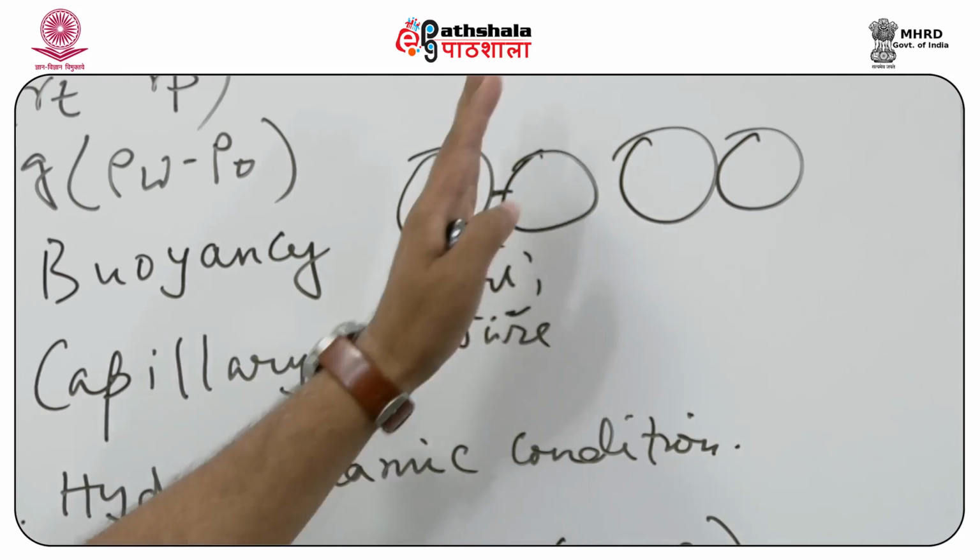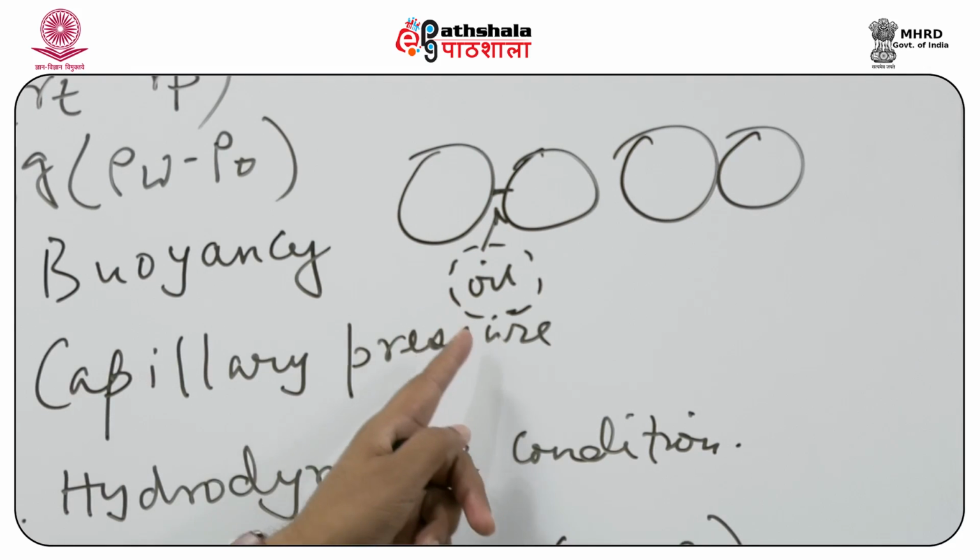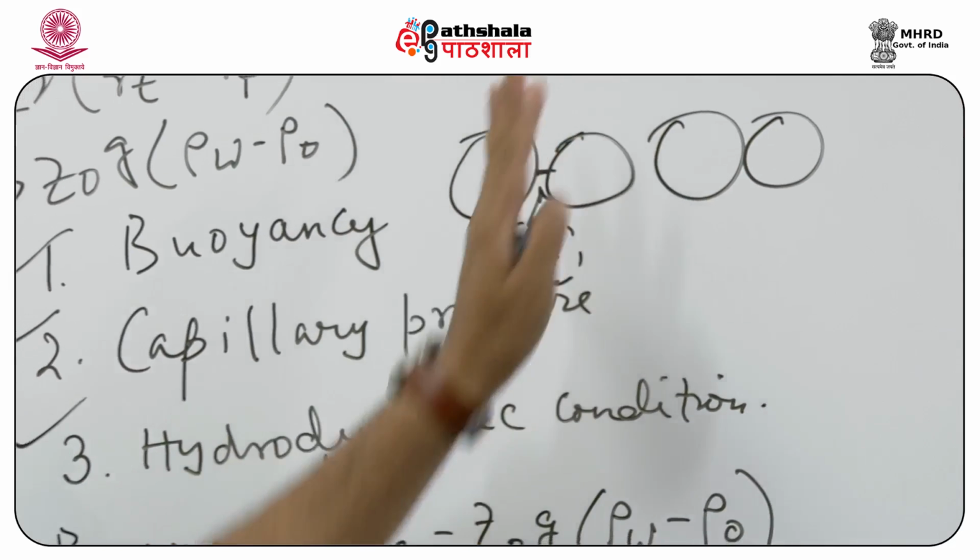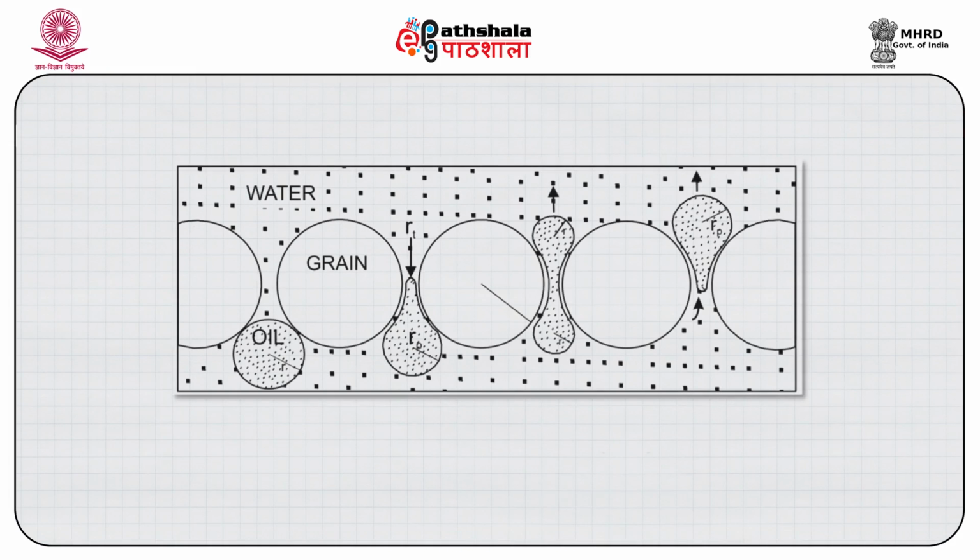How will it pass through this pore space? Even if it has a buoyancy effect, it has to pass through this pore space, and as it has to pass through the very narrow pore space, what are the factors that will be very effective?